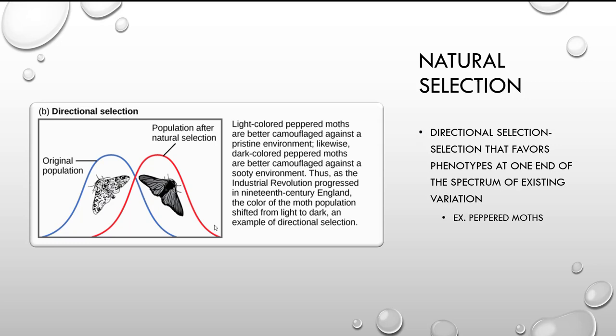So for example, if we have the 2 different morphs for our moths, we have the dark colored morphs and then we have the pepper colored morphs.